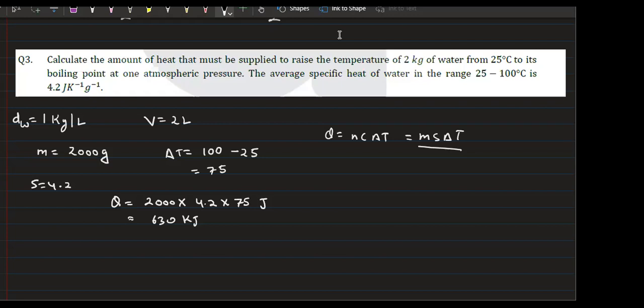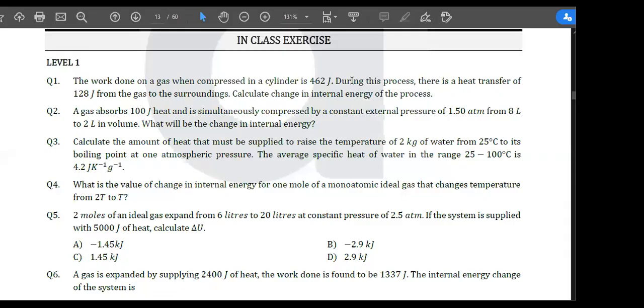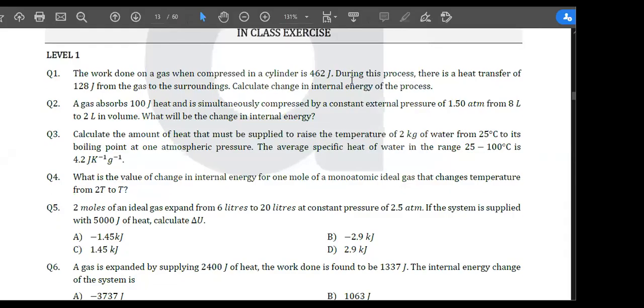Okay. Now question number 5. See question number 5. 2 moles of ideal gas expanded from 2 liter to 20 liter at constant pressure. Simple, right? It is basic formula putting. Yes or no? We know that delta U is equal to Q plus W. Yes or no? Tell me, right? Calculate W. So W is equal to what? W is equal to minus P, which is 2.5, into V2 minus V1.